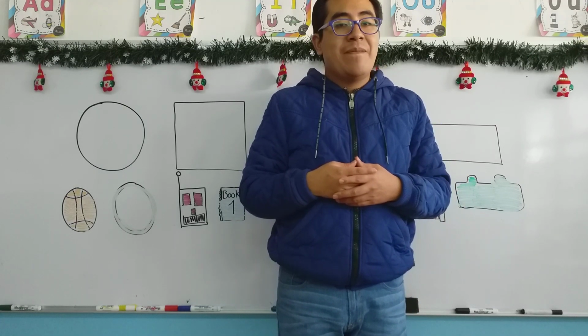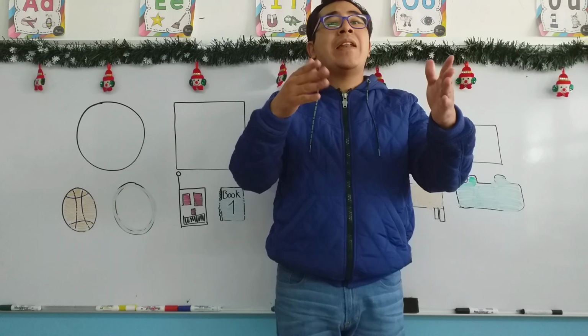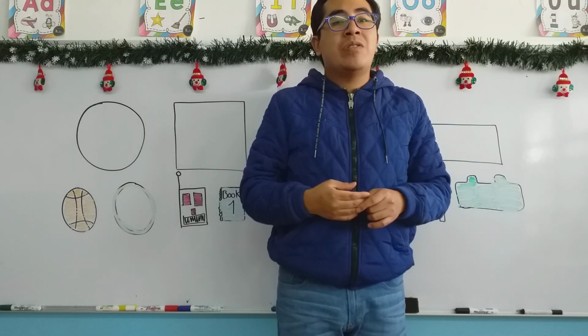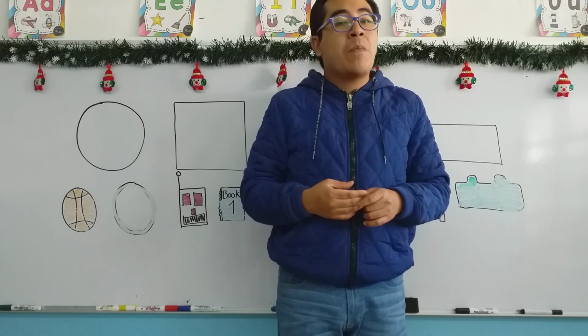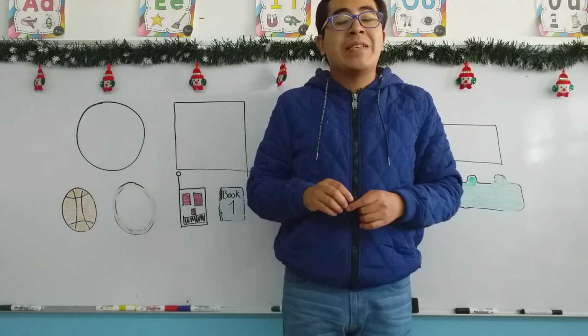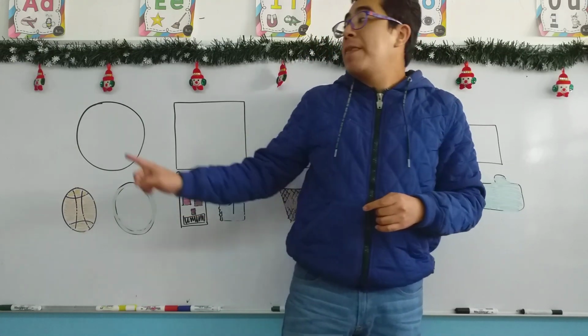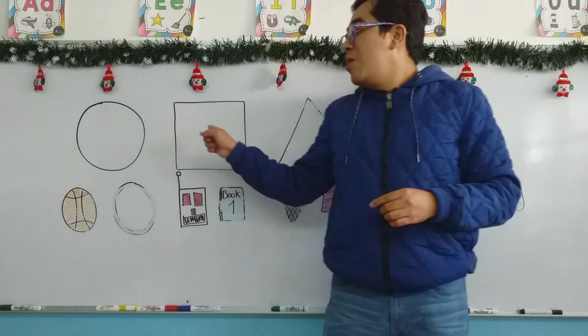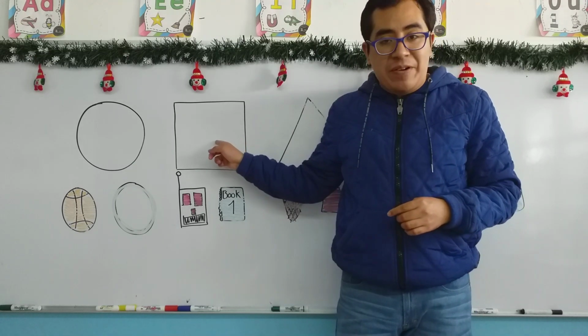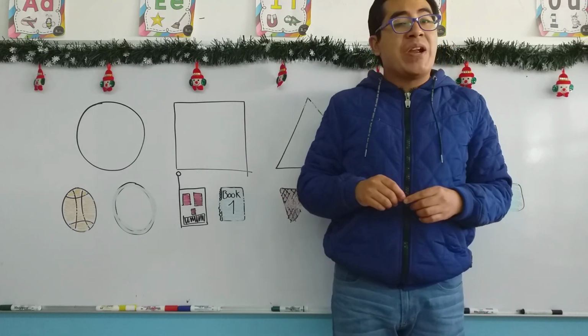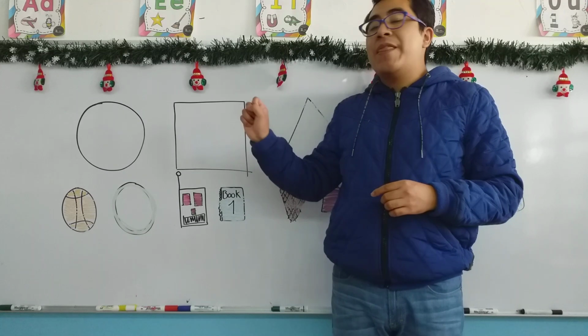Ok, very good. Y ustedes en el día que nos veamos en nuestras reuniones me pueden comentar qué objetos se encontraron con esta forma. Next to the circle we have square. Now the word square in Spanish, cuadrado.